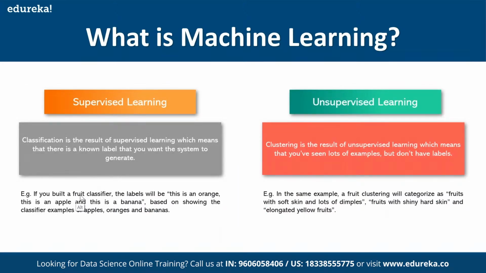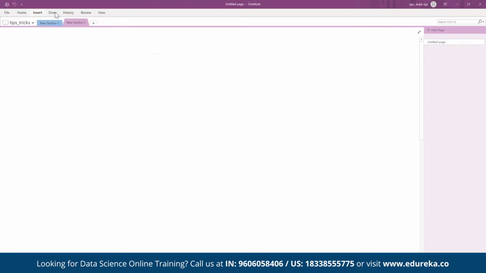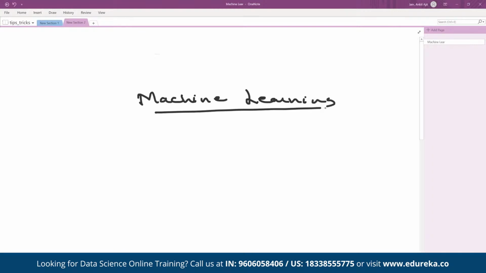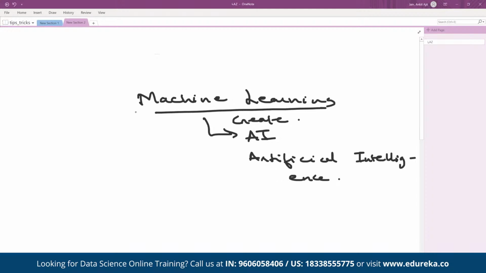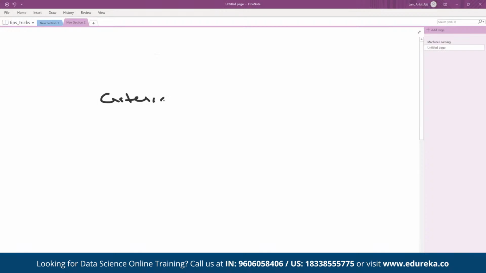So if I may explain, machine learning is a way to create AI. Machine learning is one of the methods through which we create AI, that is artificial intelligence. Now, how do we create artificial intelligence using machine learning? What is the main criteria for that? The main criteria for creating machine learning is data.